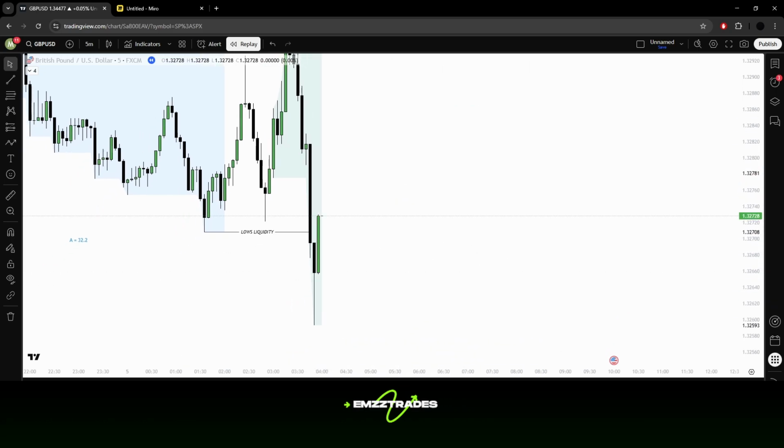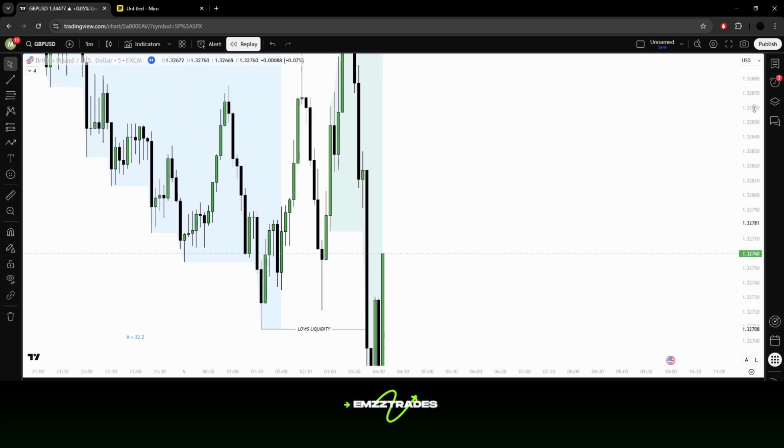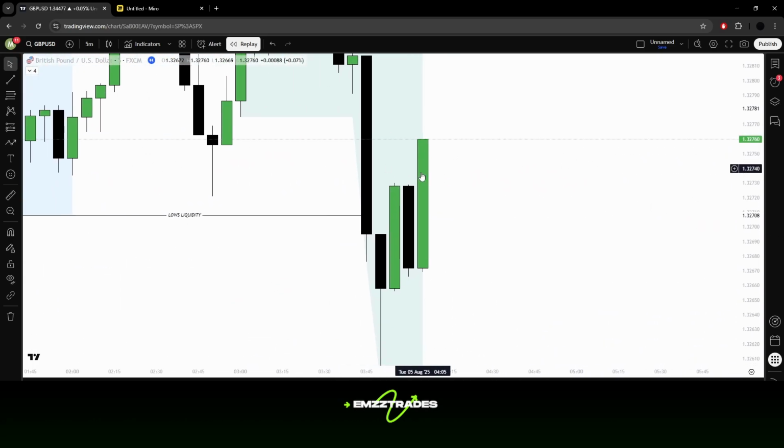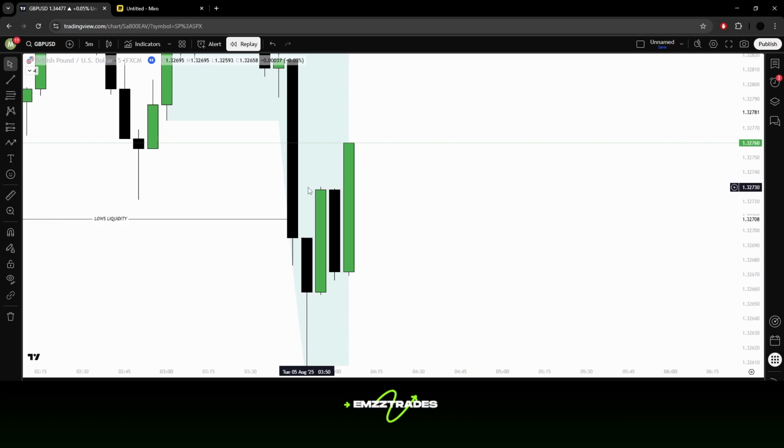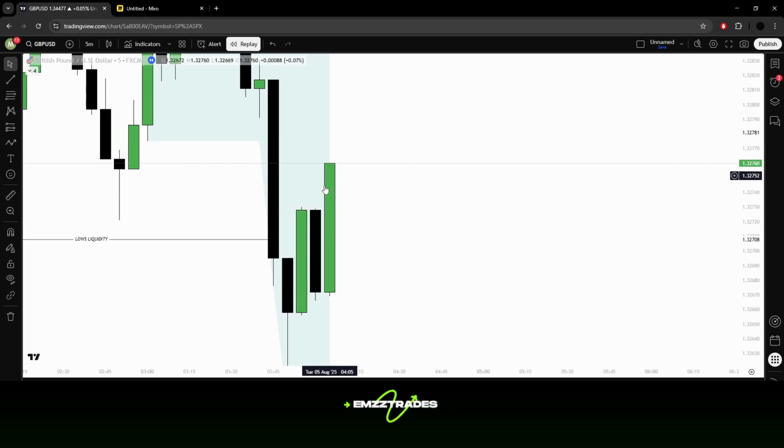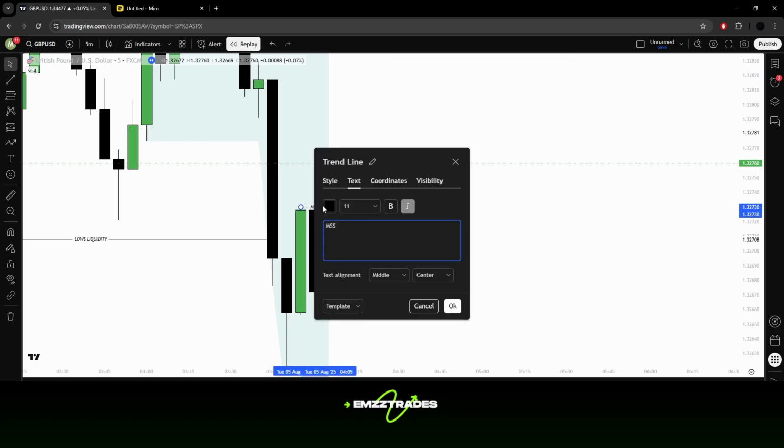If I play price forward right here, as you can see, there we go. Okay, we just got a very, very big engulfing candle, which is this one right here. And as you can see, it's completely swept this candle here. And I'm going to show you exactly why this candle is the one that we're going to be marking out as our market structure shift. Let me just mark this out.